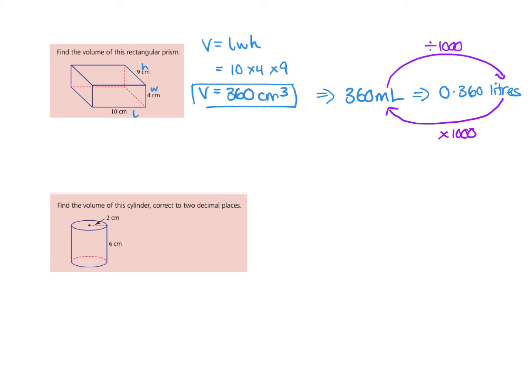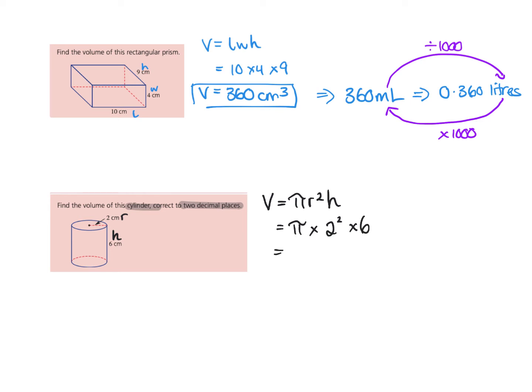Okay, our next one says find the volume of the cylinder correct to 2 decimal places. So we need to be really careful with this. Go and look up your formula. It was written on that first page. So volume of a cylinder is pi r squared times h. My h is 6 and my radius is 2. So I'll substitute them in. It'll be pi times 2 squared times 6.